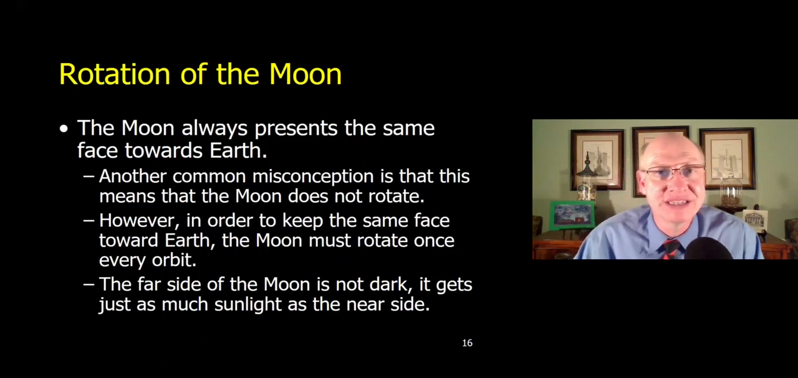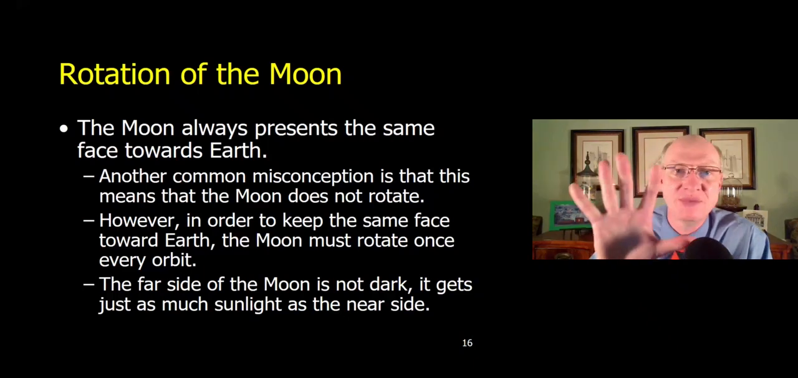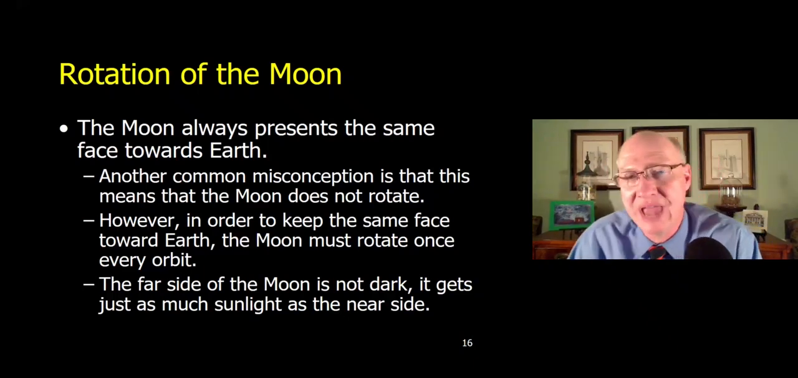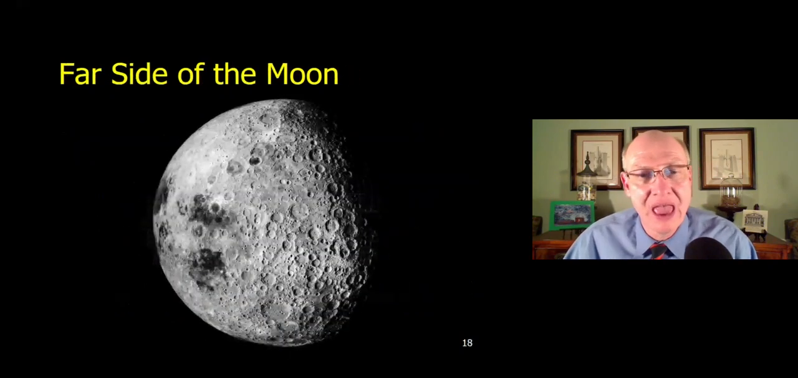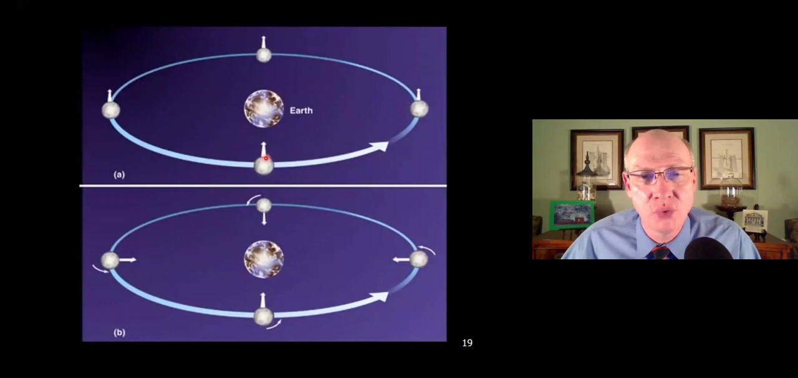So a common misconception is that if the moon keeps the same face towards us, it must not rotate. But in fact, in order to keep the same face to us, it has to rotate. And let's see why that is. Imagine that the moon did not rotate. That means if the moon had a big tall mountain on it or an astronaut standing on it, as the moon went around the Earth like this, the astronaut would always be pointing in the same direction. The mountain would always be pointing in the same direction.